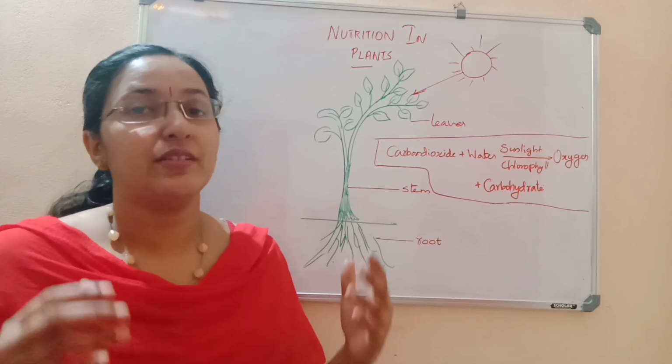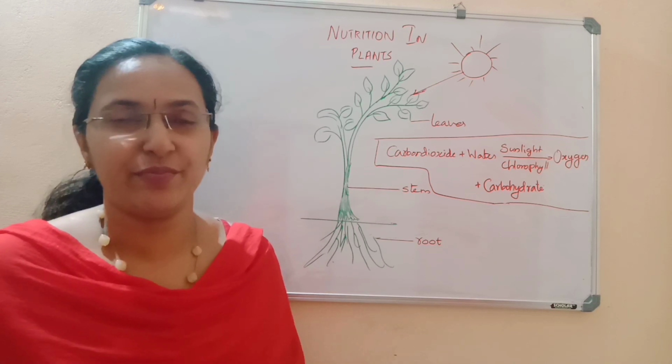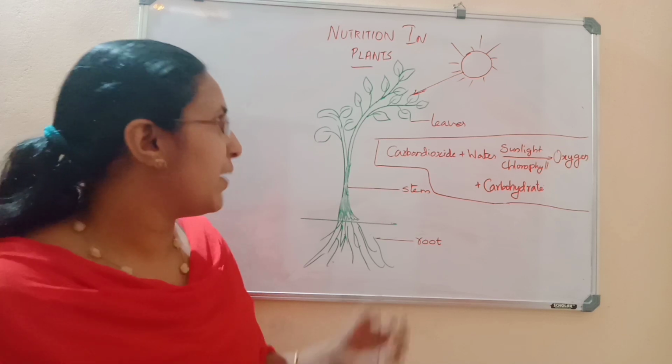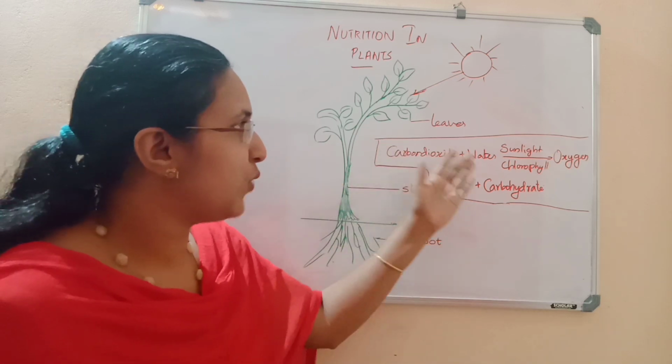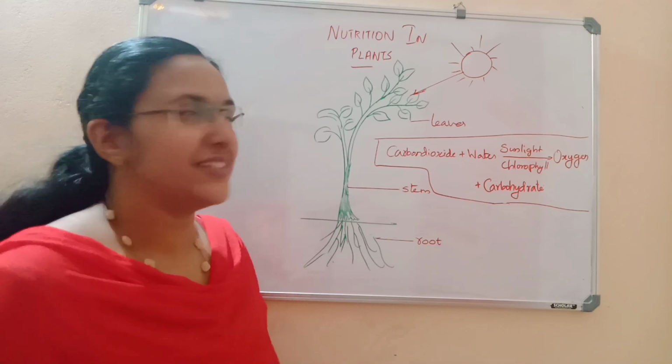And during the night, they respire. They take in oxygen and release carbon dioxide. This is photosynthesis. So the process of making food by the plants with the help of carbon dioxide, water, sunlight, and chlorophyll is known as photosynthesis.